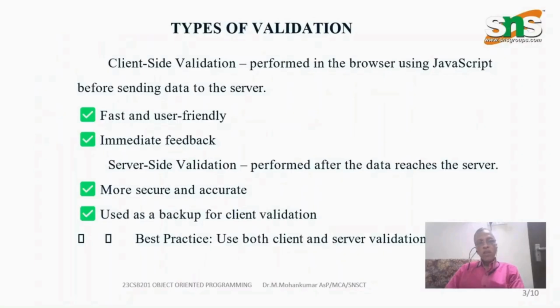Types of validation. Client-side validation is performed in the browser using JavaScript before sending data to the server. It is fast and user-friendly, as we already experience with a Gmail ID, and we get immediate feedback. Server-side validation is more secure and accurate, like two-factor and three-factor authentication. It is also used as a backup for client validation, where we recheck the right password and validate it.